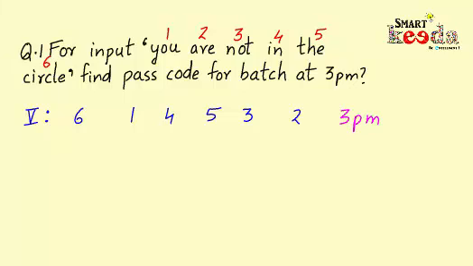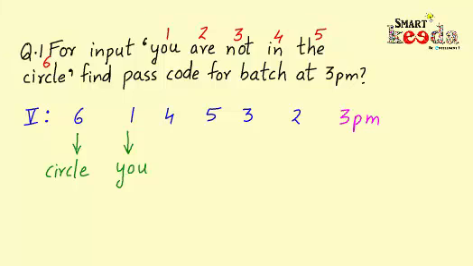Now to find the passcode for batch 5 of the given input, we will simply arrange all the words of the input as per the order of their respective labeled numbers in the pattern 6, 1, 4, 5, 3 and 2, as this is the pattern for the passcode of batch 5 or the batch at 3 p.m. So the word labeled with number 6 in the input, that is "circle", will come below 6. Now we will write the word labeled with number 1, that is "you", below 1.